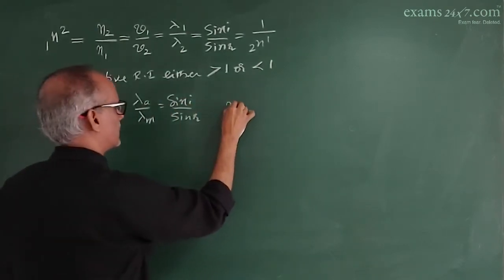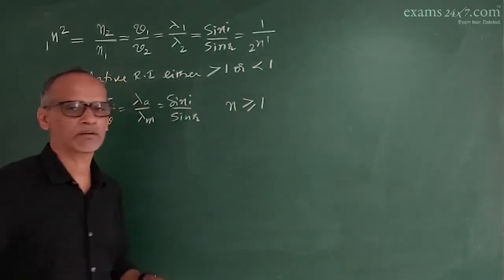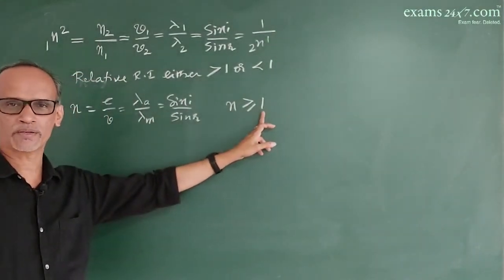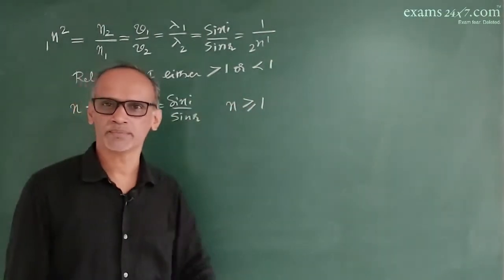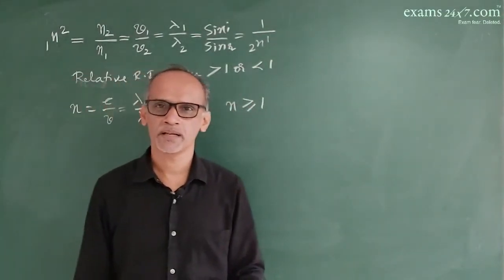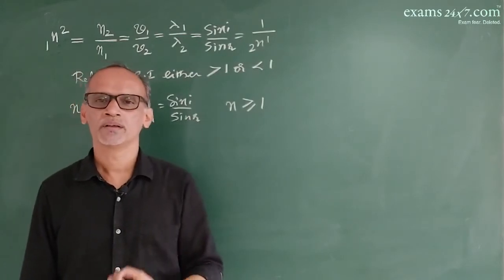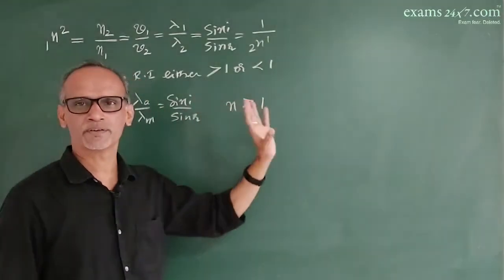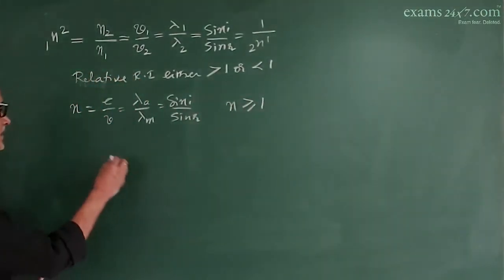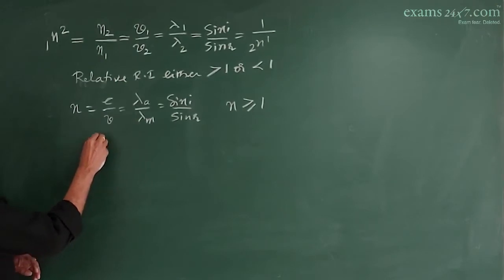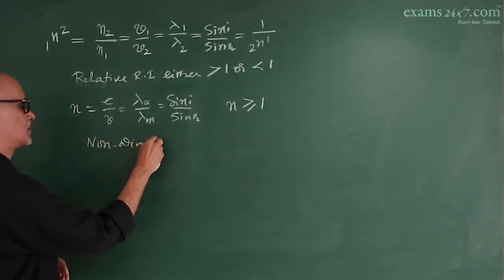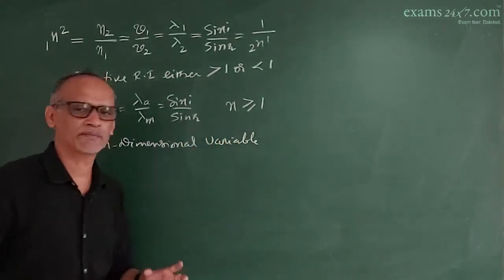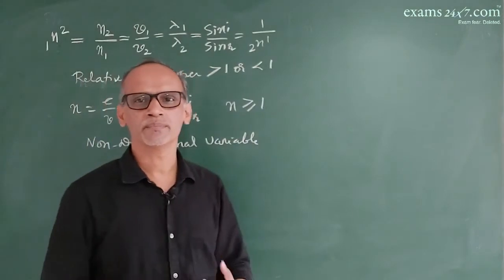And absolute refractive index is always greater than or equal to 1. It can never be less than 1. So it's equal to 1 for air or vacuum and greater than 1 for other media. The average value for glass is 1.5, for water 1.33, for diamond 2.4. So like this, the value of n is different for different media, and refractive index has no unit. So it's a non-dimensional variable. It's not a constant, it's a variable. Why is it a variable? Because it varies from medium to medium.